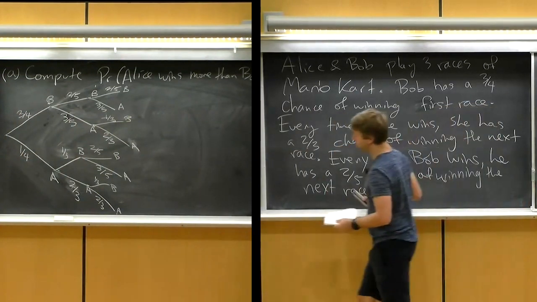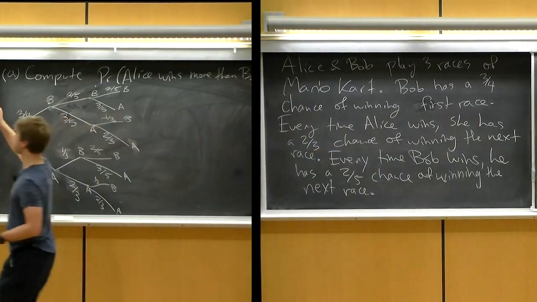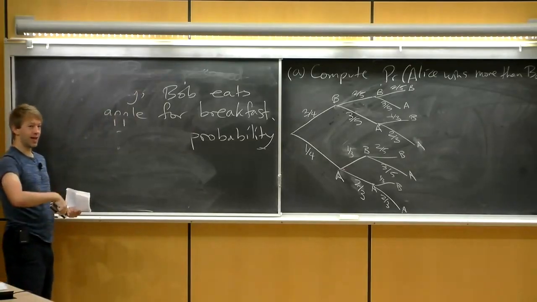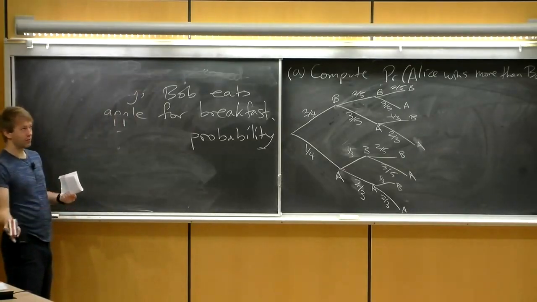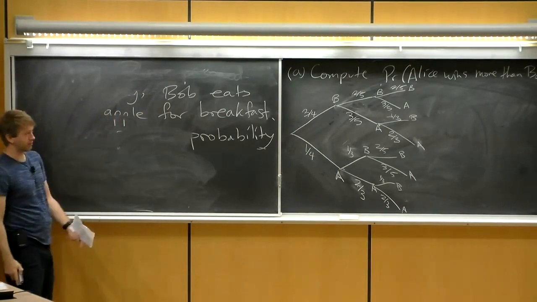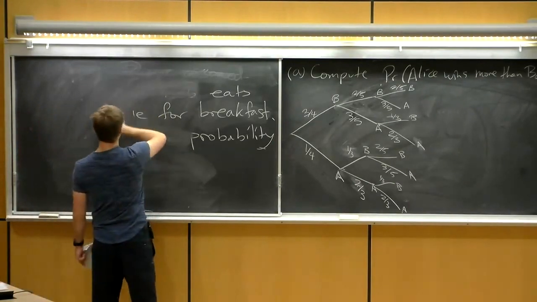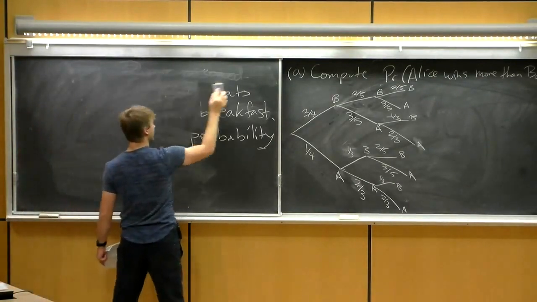So now I want to get the probability that Alice wins more. And there's quite a few different ways that can happen, right? It could be that Alice wins all three of them, or Alice wins the first two and loses the last one, or wins the first one and the third one but loses the second one, or loses the first one and then wins the next two, right? We've got to add up over all those possibilities.